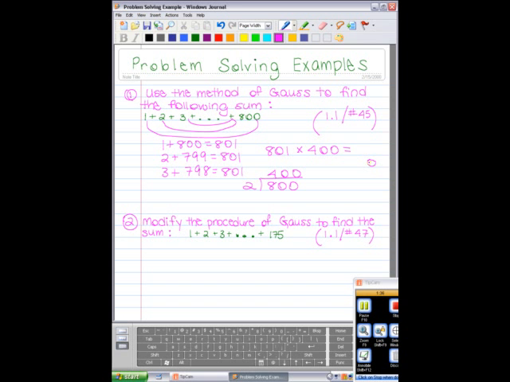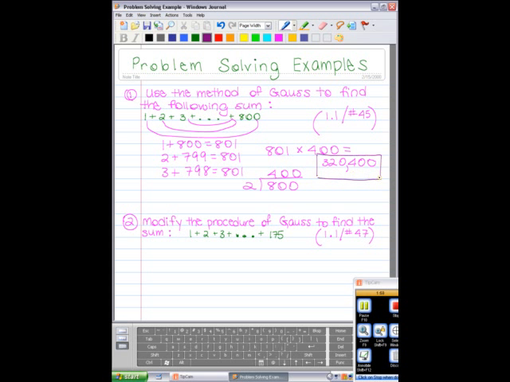We have 0 and another 0. When we multiply 4 times 1, we get 4. 4 times 0 is 0. 4 times 8 is 32. So our final answer for the first question, we have 320,400.